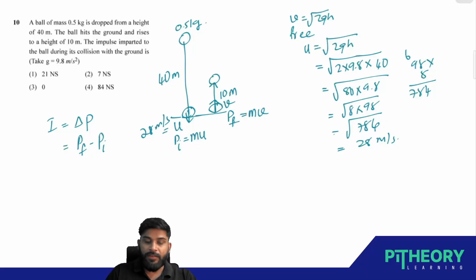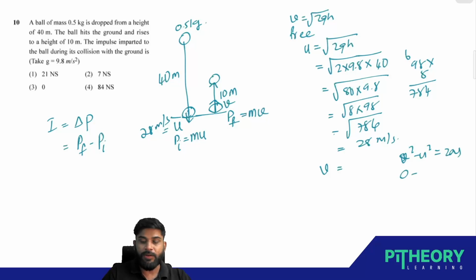In the same way, to whatever height it rises, you can use the same relation. Basically you apply v square minus u square equal to 2as. If you apply 0 minus the initial velocity, we are taking u square only, minus 2gh.